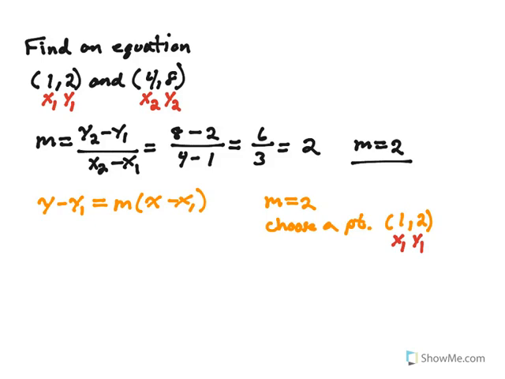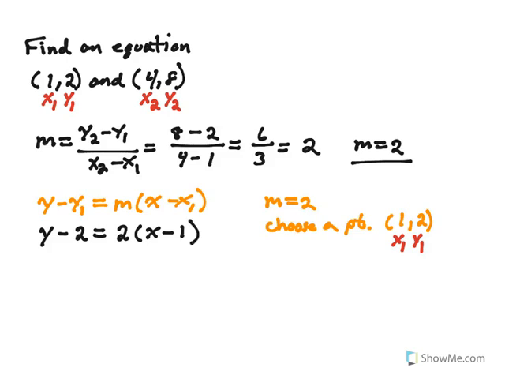So you can choose either point. When they give you 2 points, calculate the slope. Choose a point, label it x1, y1. Now plug everything into the formula, and then you should be good. So y1 in this case is 2. Our slope is also 2. And our x1 is 1.